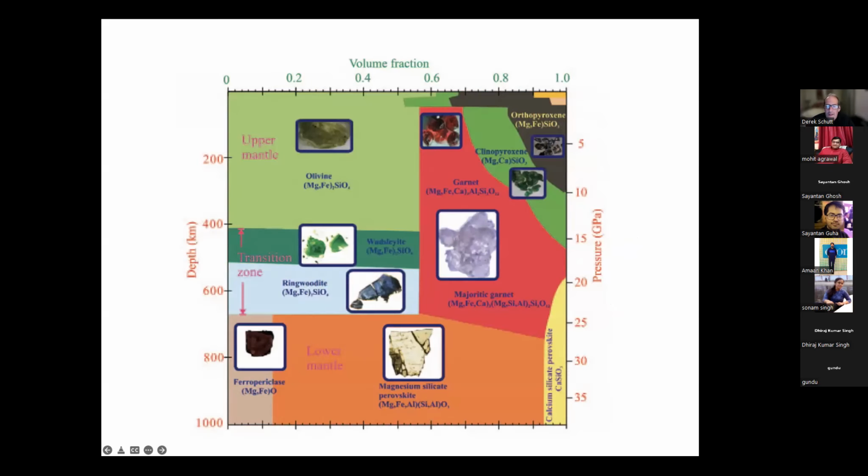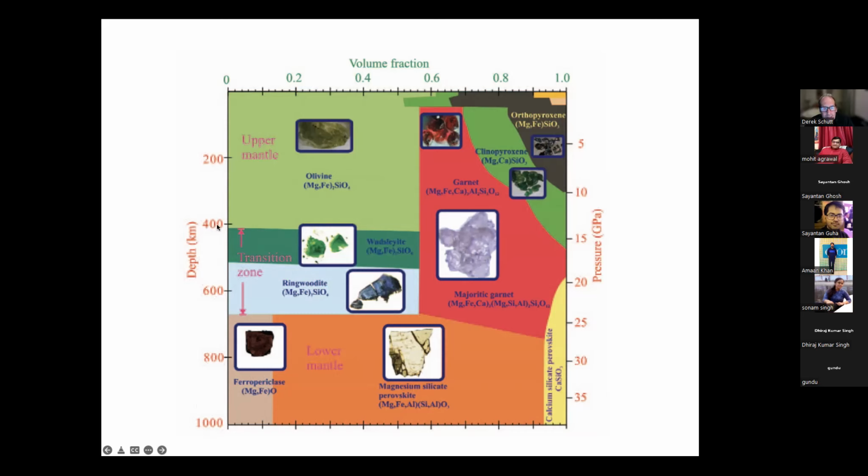All right, the next thing I want to talk about is the composition of the Earth. And this is actually something that I'm quite interested in. So this plot, which isn't reproduced too well, shows the volume fraction on the x-axis as a function of depth in the Earth down to 1,000 kilometers depth.